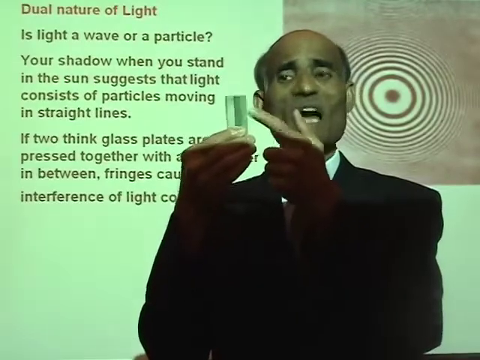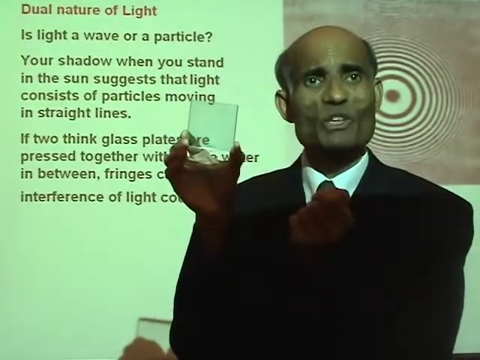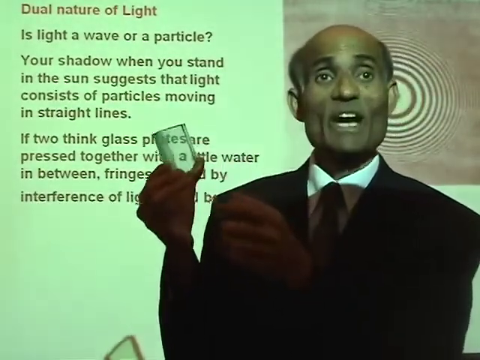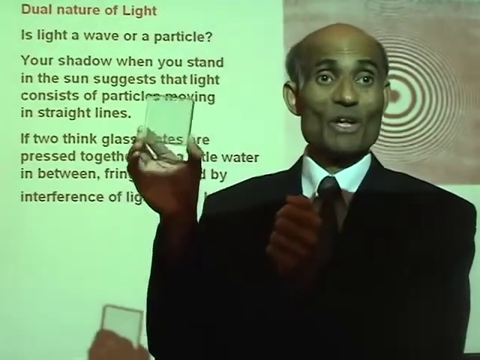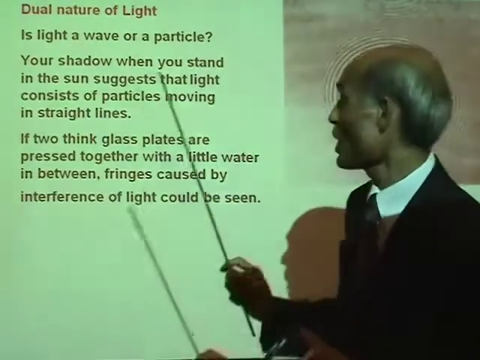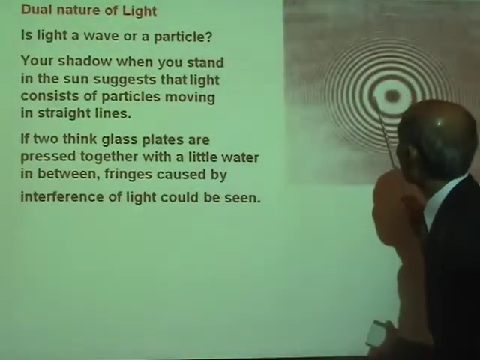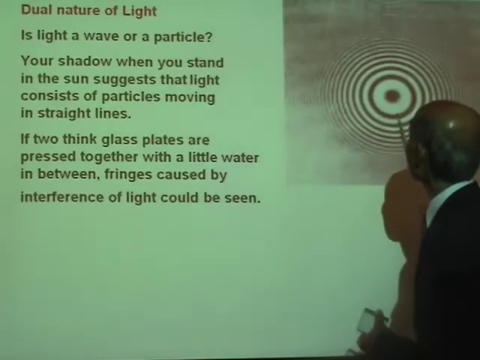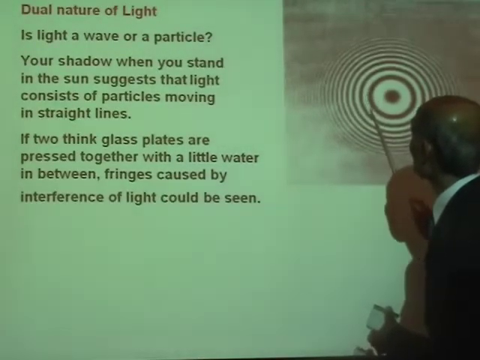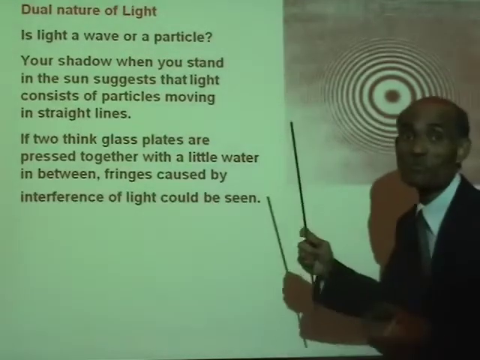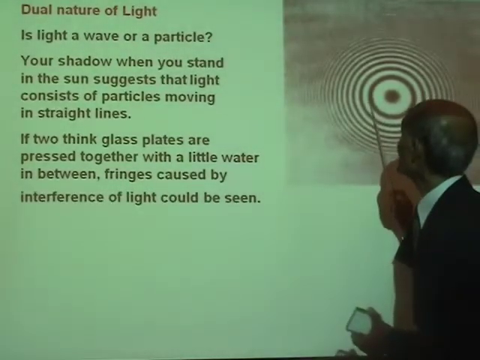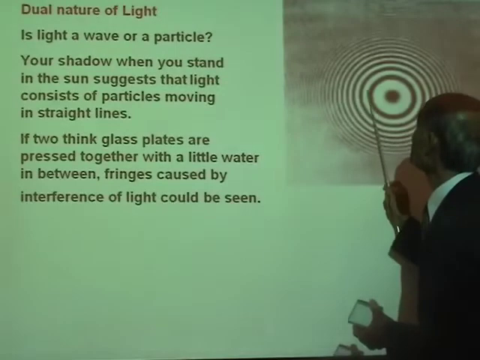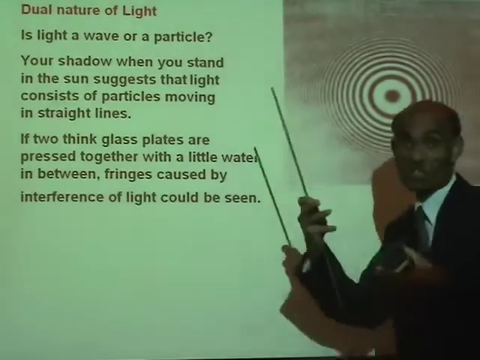Here I have two thick glass pieces and I have a small bit of water in there. And when I look, I can see beautiful fringes there. And how are those fringes possible? Those fringes are possible because light that is reflected from this region is reaching my eye out of phase. I see this as dark, whereas light reflected from here is reaching me in phase. You see, light out of phase produces a dark band. Light meeting in phase produces bright light.